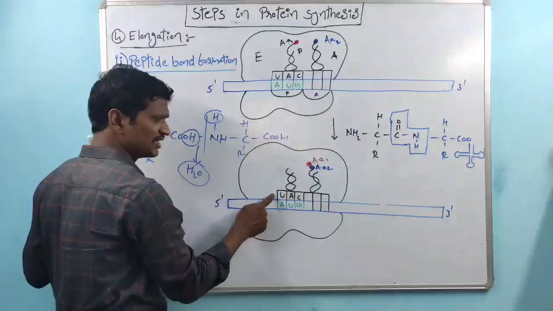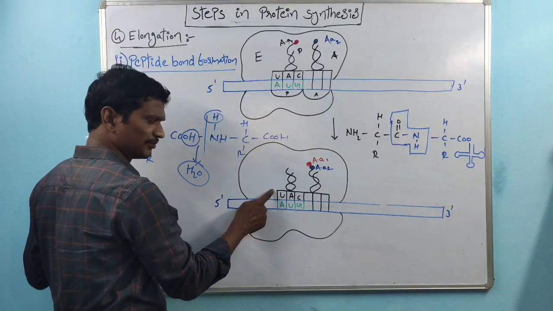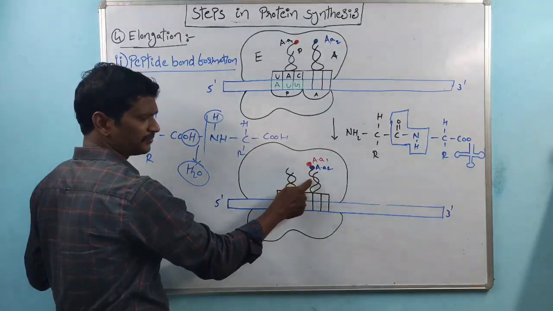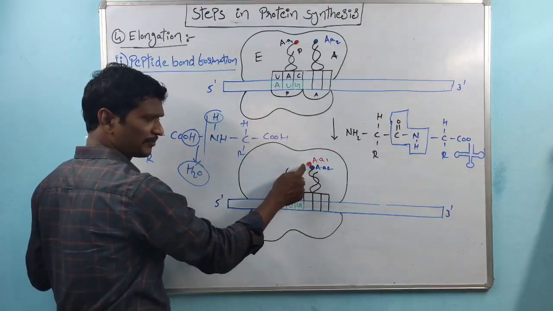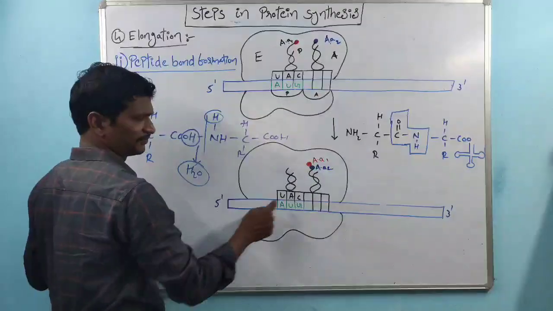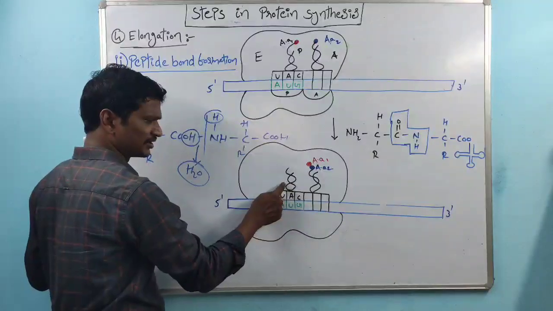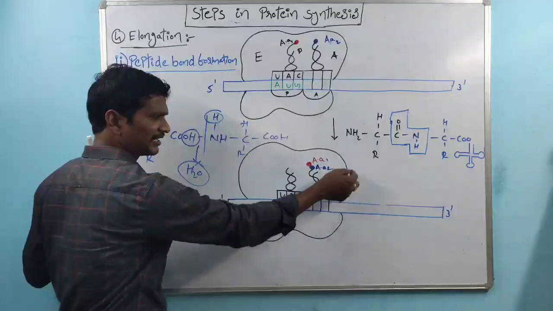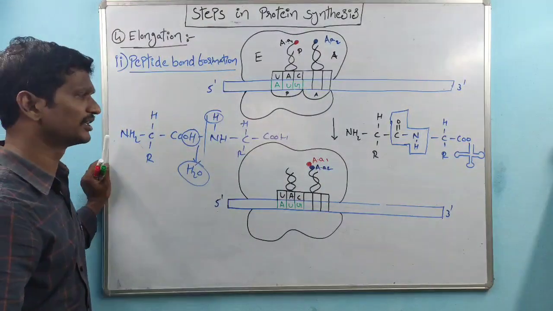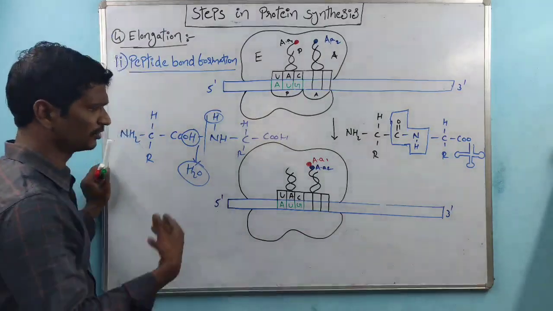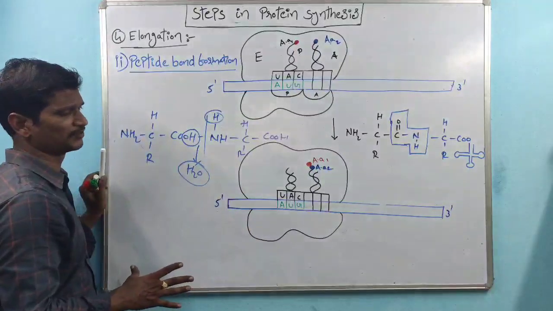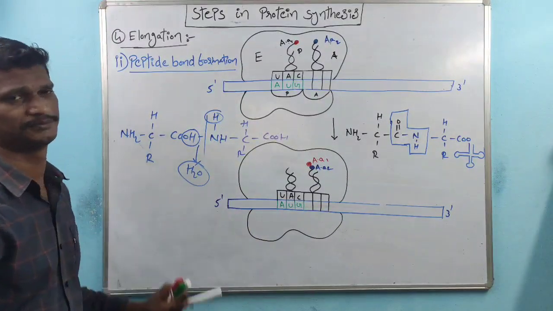This is the empty tRNA, and the empty tRNA shifts to the E site. Then the tRNA containing the peptide bond shifts to the P site, and a new loaded tRNA binds at the A site. I will explain how the movement takes place. That is about peptide bond formation.